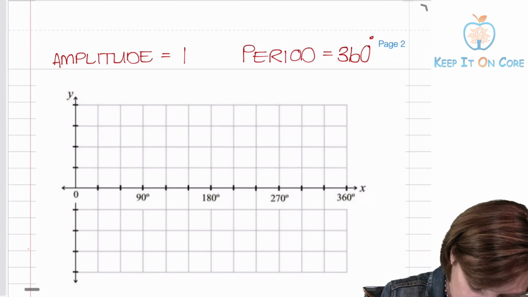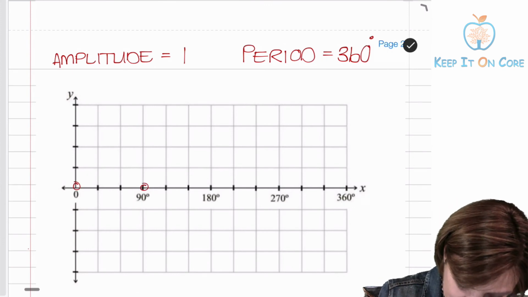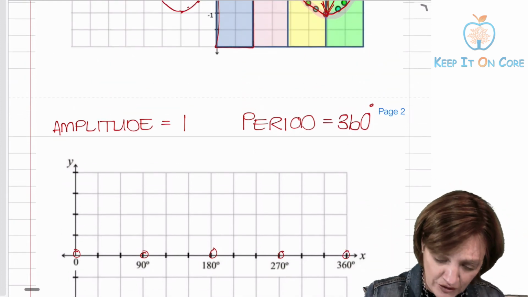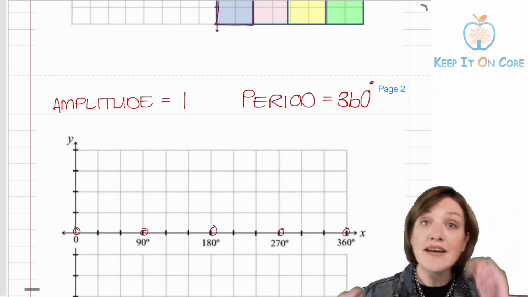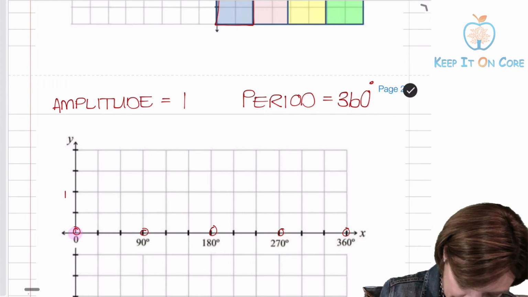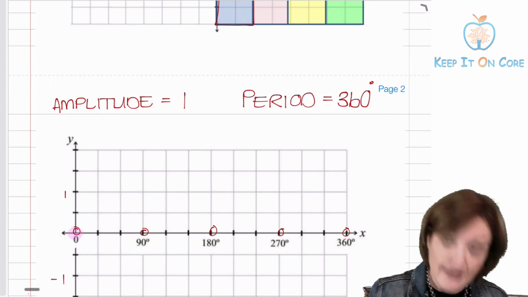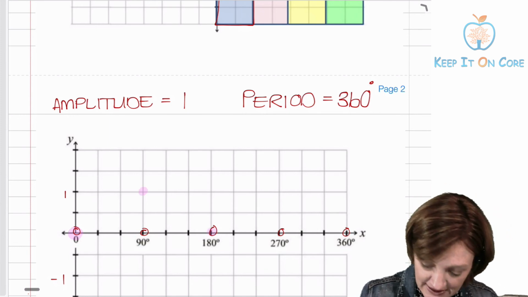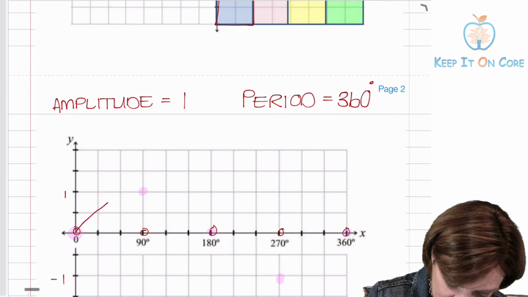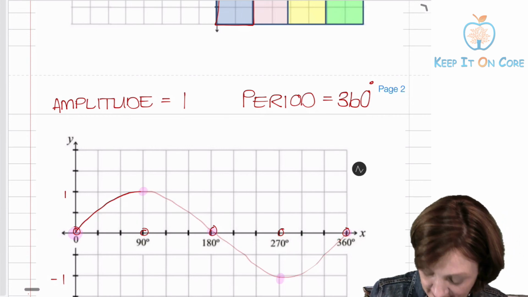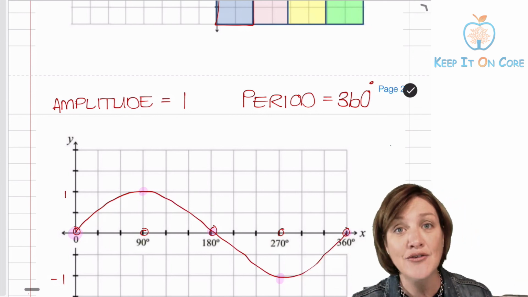So if we start with just the points 0, 90, 180, 270, and 360, just to make our lives a little simpler, we know the following. Sine of 0 we know was 0. Let's make that 1 and let's make this negative 1. Sine of 90 went up to positive 1. Sine of 180 was at 0. Sine of 270 is at negative 1. And sine of 360 was back at 0. So your sine graph in its basic standard form is going to look like so. That's what your sine graph looks like.